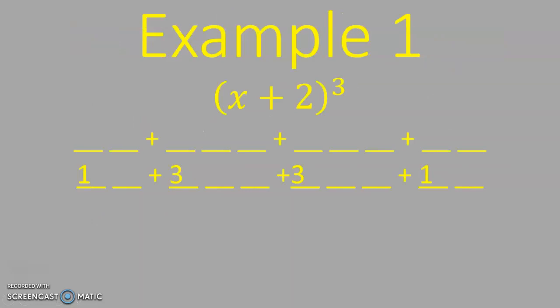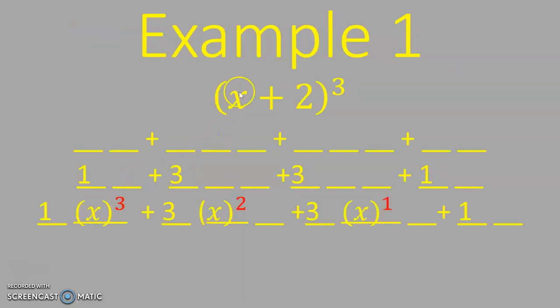In the second blank in each region, you're going to take the first term and raise it to our exponent. So x is our first term, x to the third, x to the second, x to the first. I would advise putting anything you're raising to an exponent in parentheses and the exponent on the outside of those parentheses. Notice we're not going to put x to the 0 here. It's counting down, but x to the 0 doesn't do anything, so we're not going to bother writing that down.